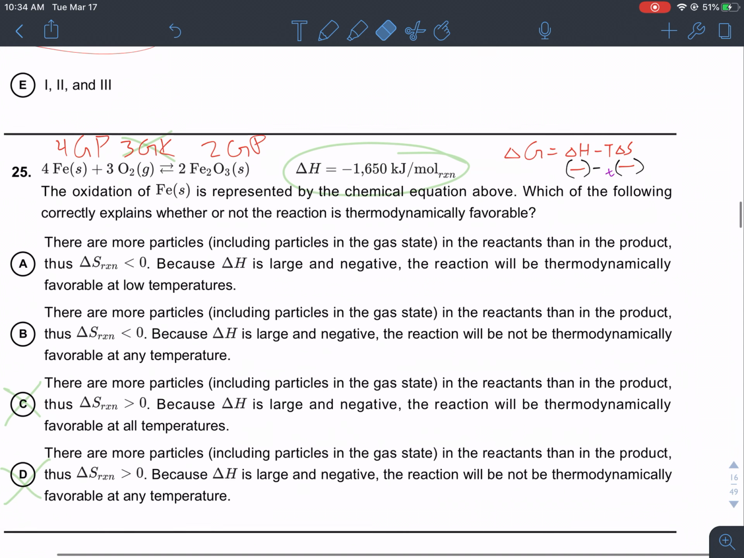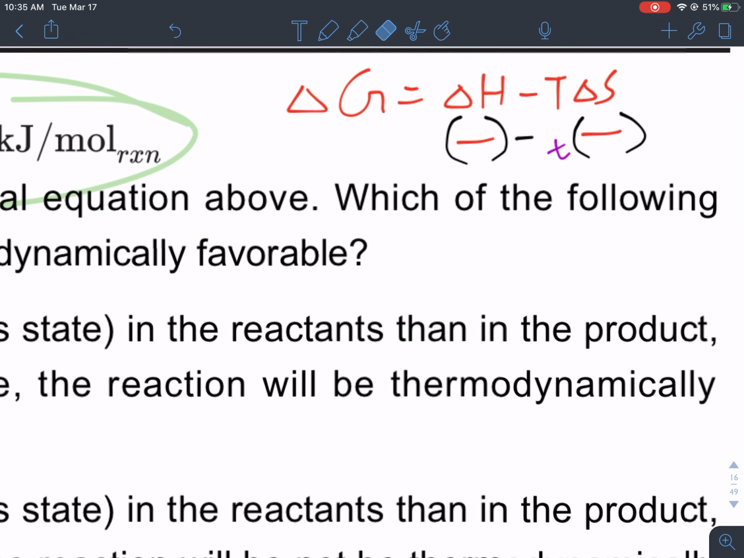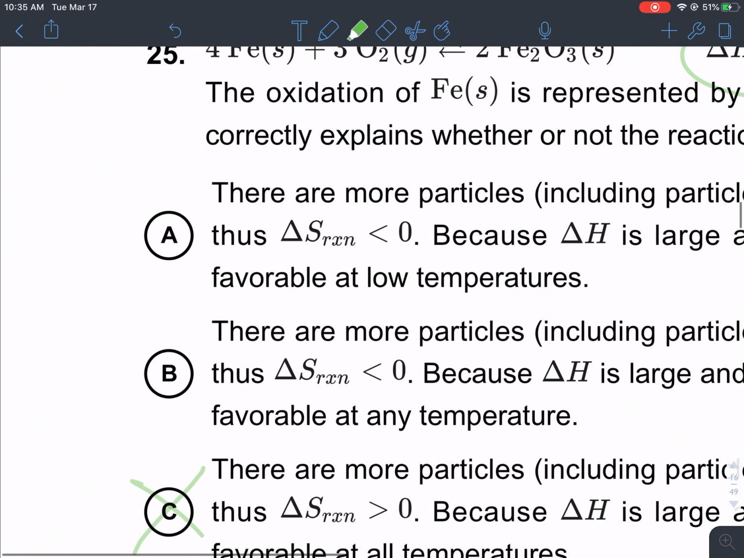So there are more particles, including particles in the gas state, in the reactants than in the product. Yes. Thus, delta S is less than 0. Because H is large and negative, the reaction will be thermodynamically favorable at low temperatures. That is true. When your temperature is low, this thing doesn't count, and this negative makes sure that this thing stays negative. Okay? So the correct answer is A.